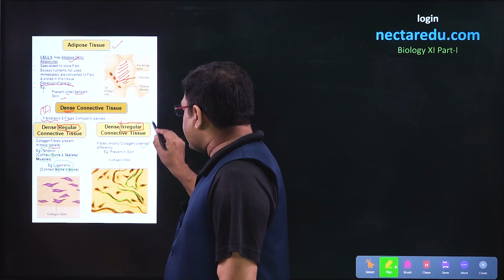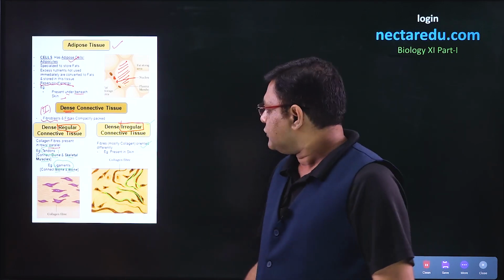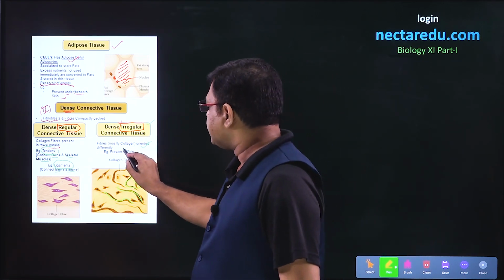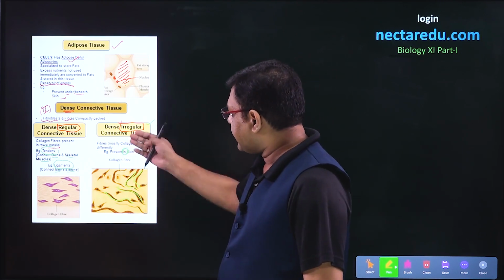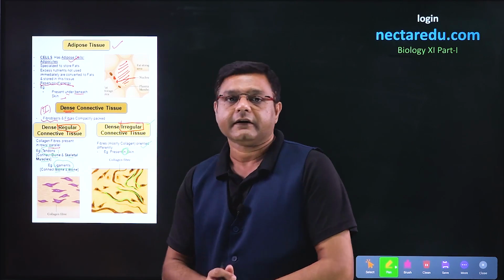Now coming to the examples of irregular connective tissue. This connective tissue is present in skin and this is a diagram of this particular irregular connective tissue.